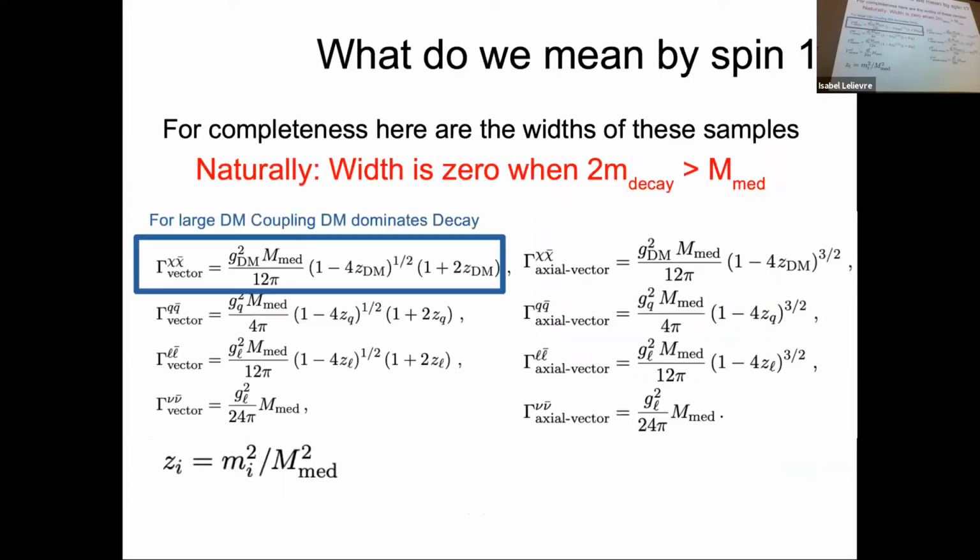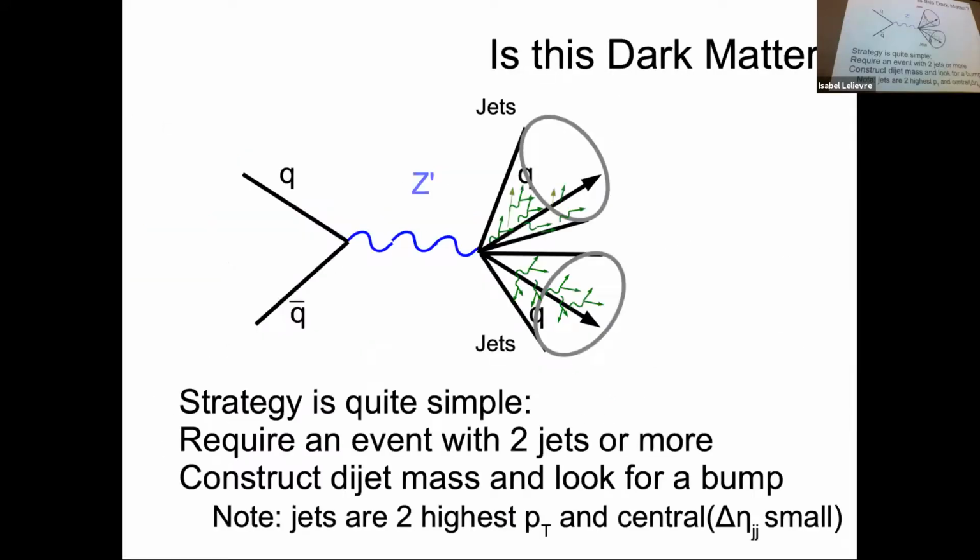So how do we do this? Here are the branching ratios. Well, we look for a Z prime decaying to quarks. These quarks will then shower and give us jets. We just look for 2 jets. And then what we do is we take typically the 2 highest energy jets in the event.